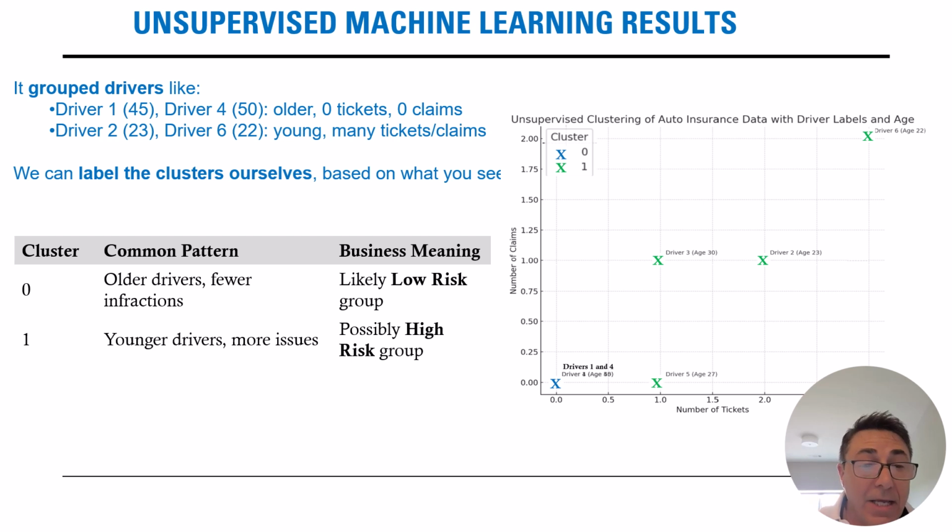So we see older drivers, fewer infractions, low risk. We can classify it now. We have an idea by looking at this. We didn't tell it to classify it, but now that it's showing these clusters for me, I can much better classify it. The younger drivers, more issues, high risk group. That's what this is telling me. So the younger the driver, the higher the risk. Here we have age 22.